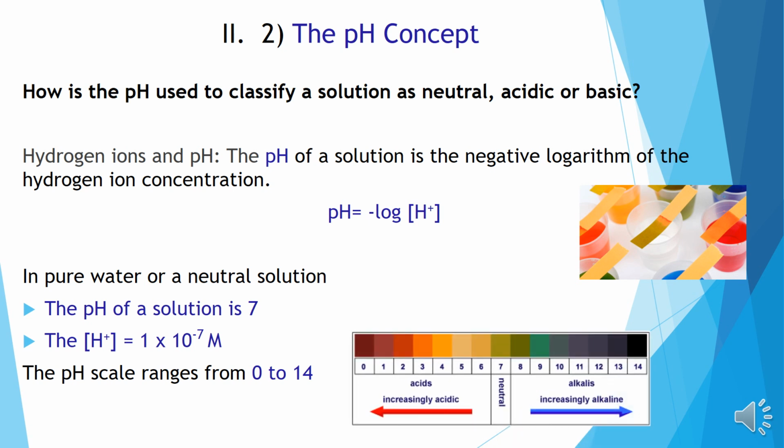Or we can use the pH scale that ranges from 0 to 14. Here, if the pH is less than 7, the solution is acidic. We classify it as acidic. If the pH equals 7, the solution is neutral. If the pH is greater than 7, the solution is alkaline or basic.